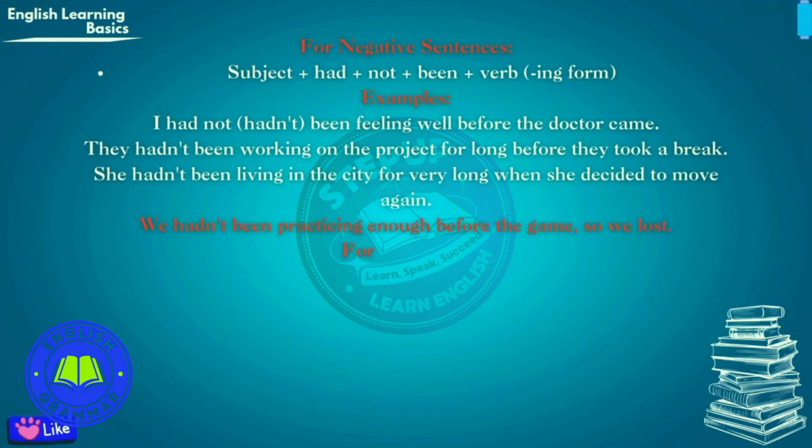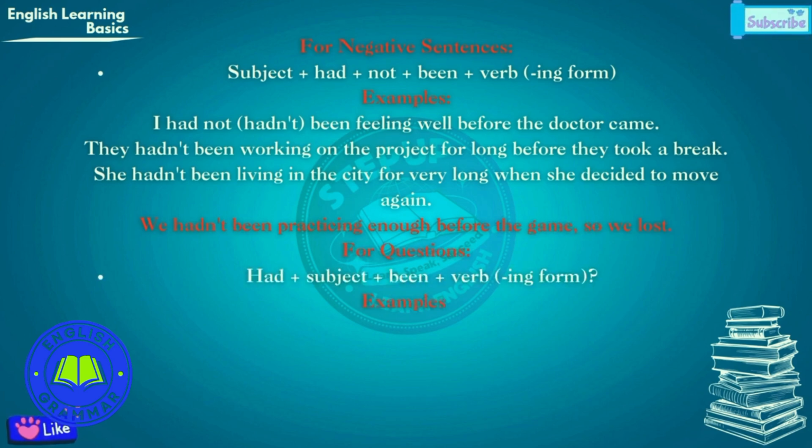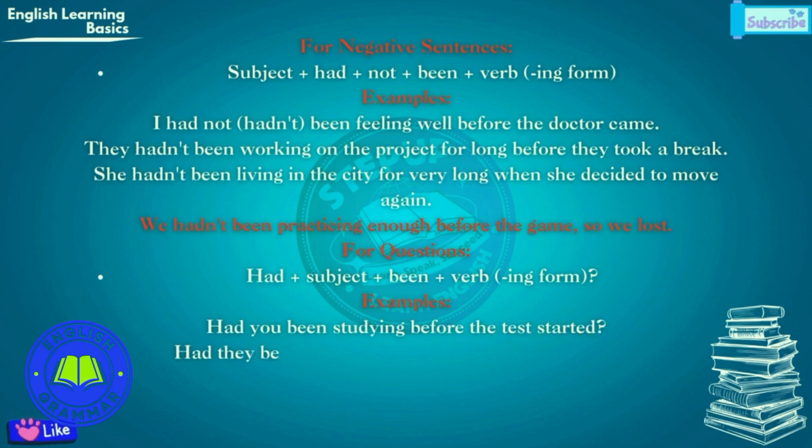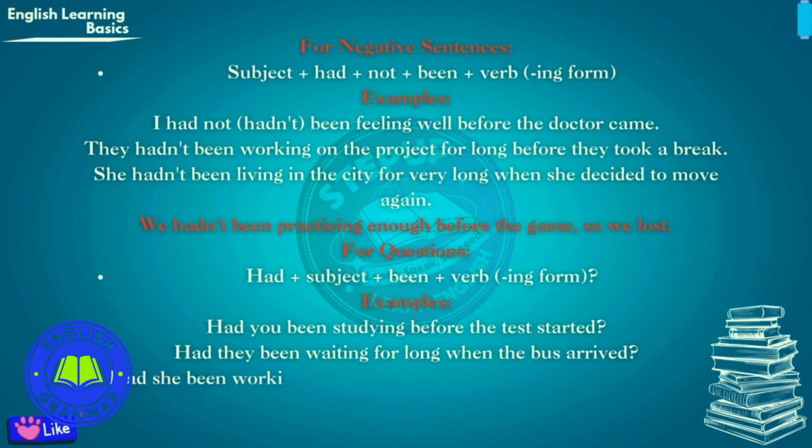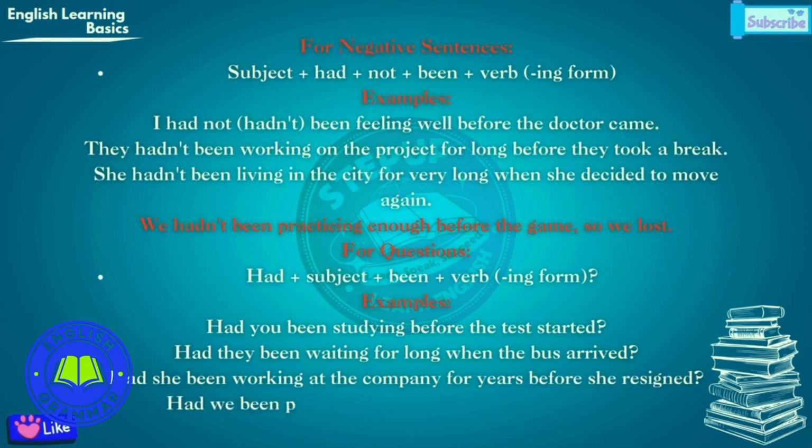For questions: had plus subject plus been plus verb, ing form. Examples. Had you been studying before the test started? Had they been waiting for long when the bus arrived? Had she been working at the company for years before she resigned? Had we been practicing enough before the competition?